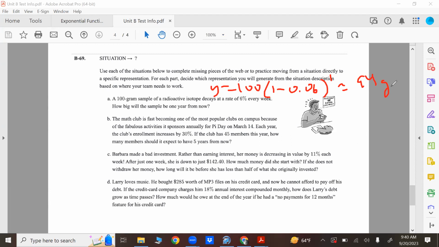Oh, 1 year from now. Oh, I messed up. Yes, that was 1 week. But how many weeks in a year? Oh, I messed that one up. Yeah, good catch. Just ask me, I'll tell you. So roughly 4 grams. Okay, next up.